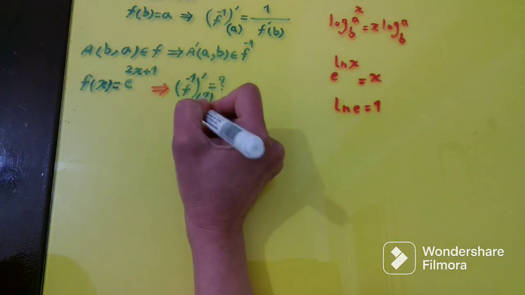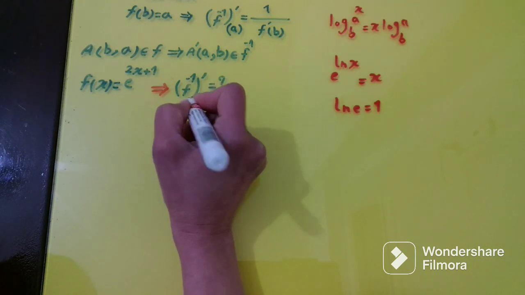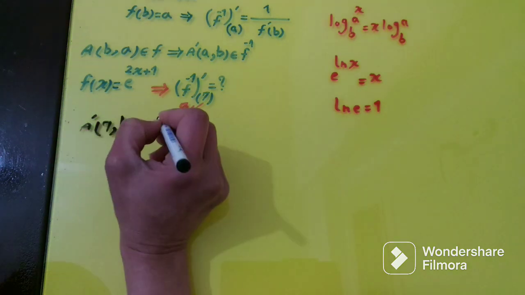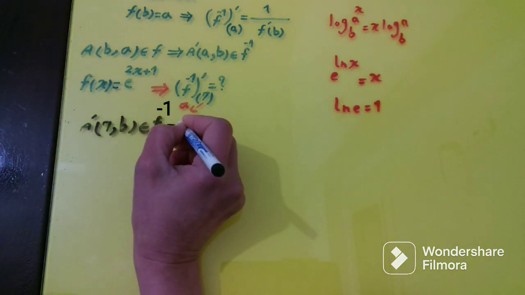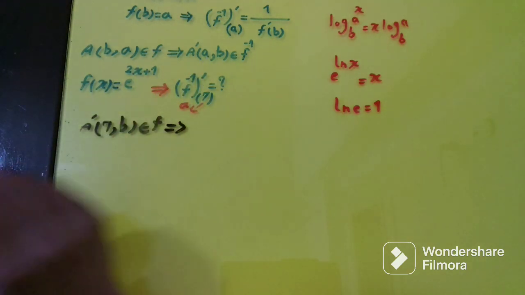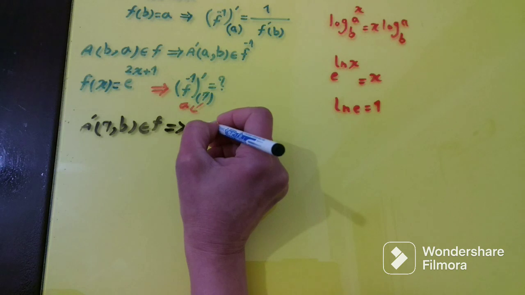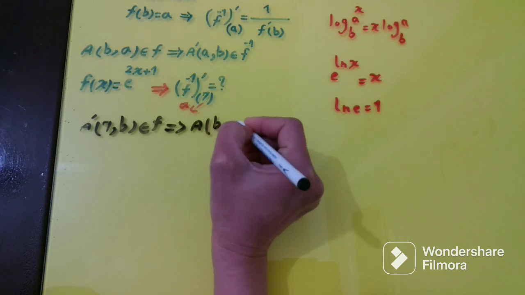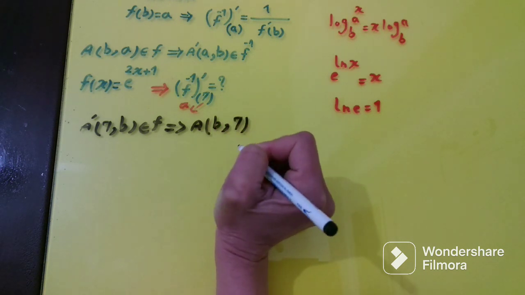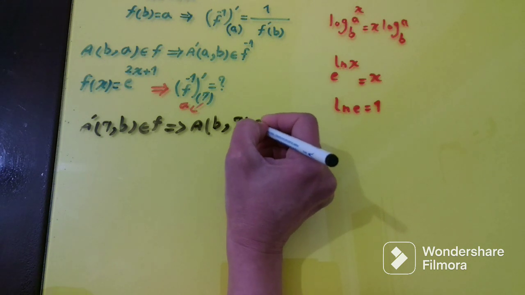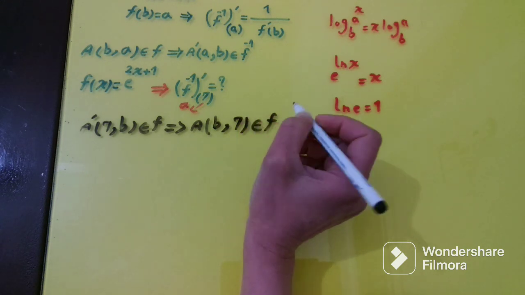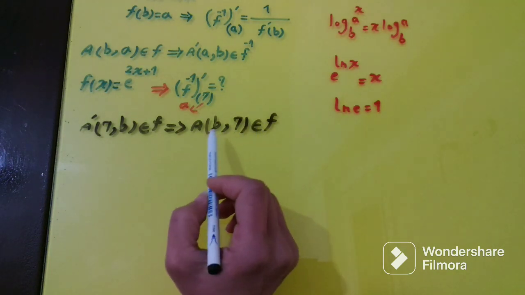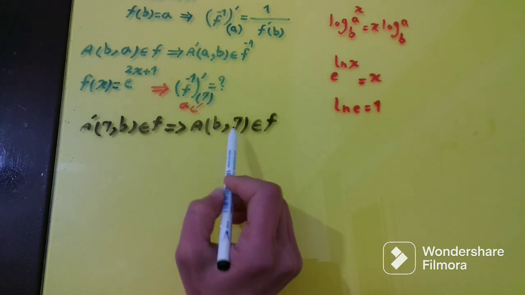Here, a is 7. So we can write, go back, a is b and 7. As b and 7 belong to f, so we can say f of b is equal to 7.